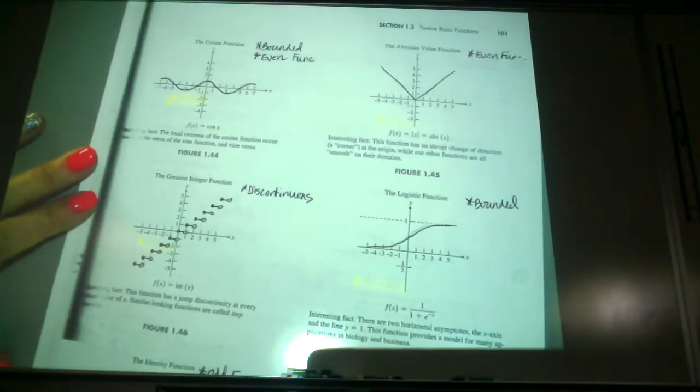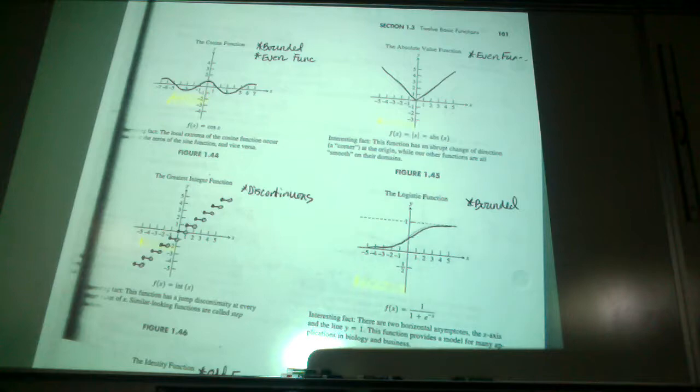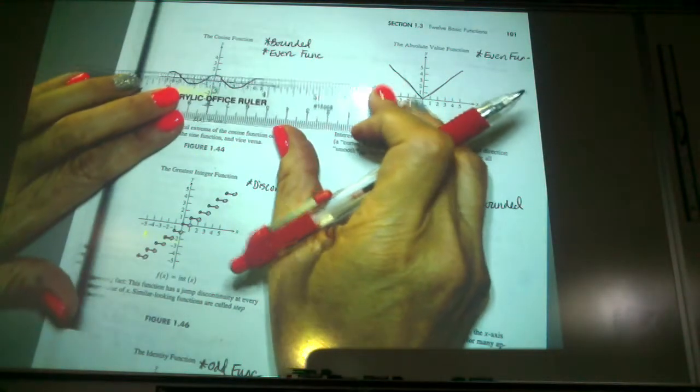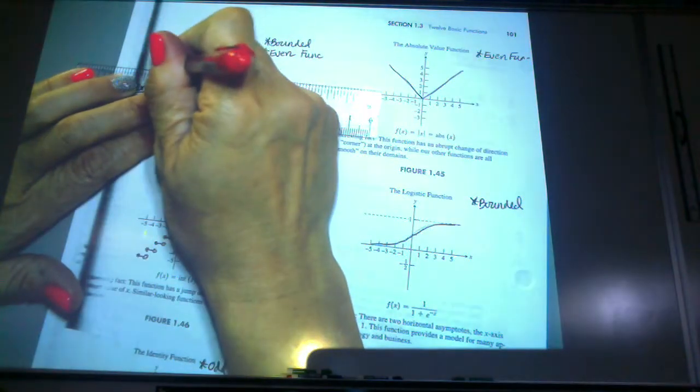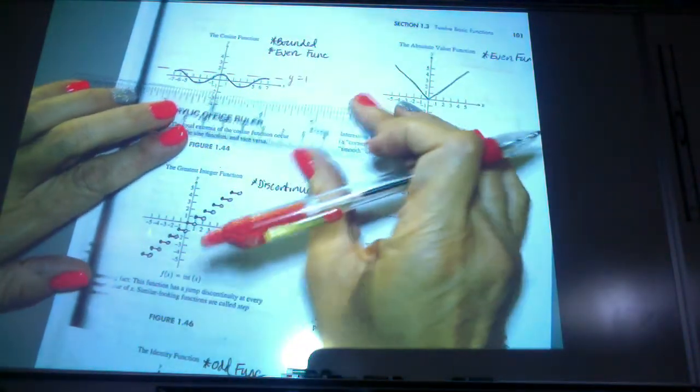The cosine function looks somewhat similar to the sine function. It also is bounded by y equals 1 and y equals negative 1.